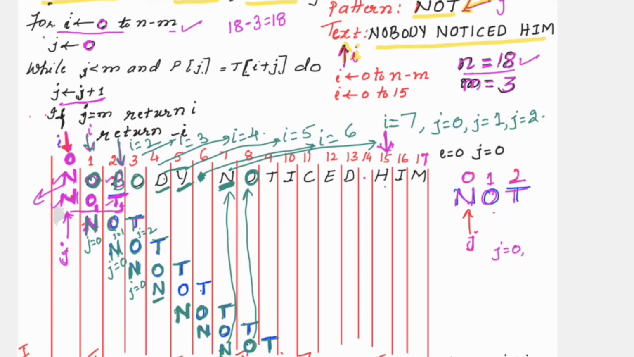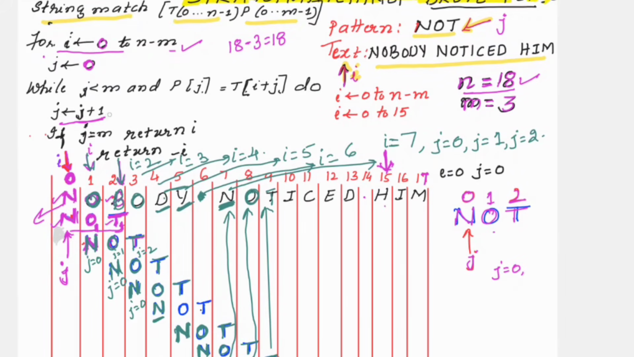J becomes 2 now. So now it is pointing to T. Whether T of the pattern is getting matched with the T of the text. Yes, it is matched. So T of the pattern gets matched with the T of the text. As per the pseudocode, J will get incremented by 1. J becomes 3 now. When J becomes 3, the while loop condition 3 less than 3 is false.